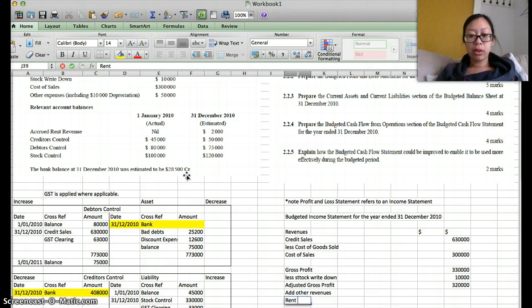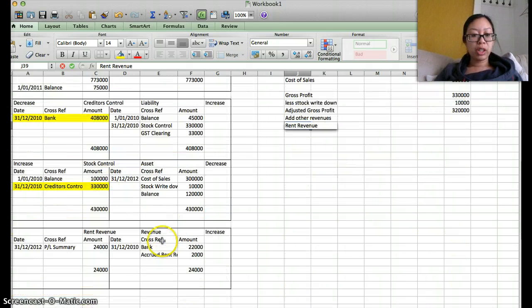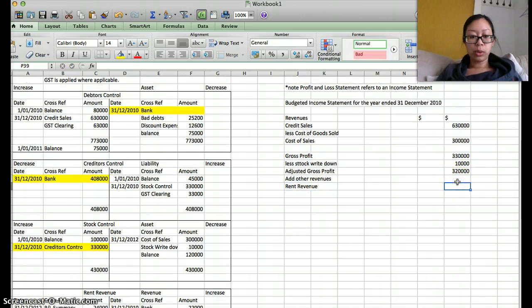So rent revenue. Now which amount do we put? We actually received 22,000, but in that year we actually earned $24,000. So even though we didn't receive the $2,000 under accrual accounting, we still put $24,000. So put $24,000 here. Add that up. You have to put this total even though it doesn't have a name. Then we go right into less other expenses.